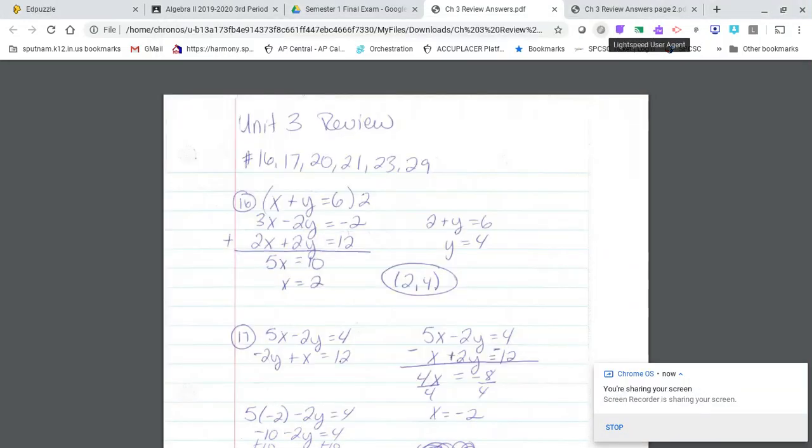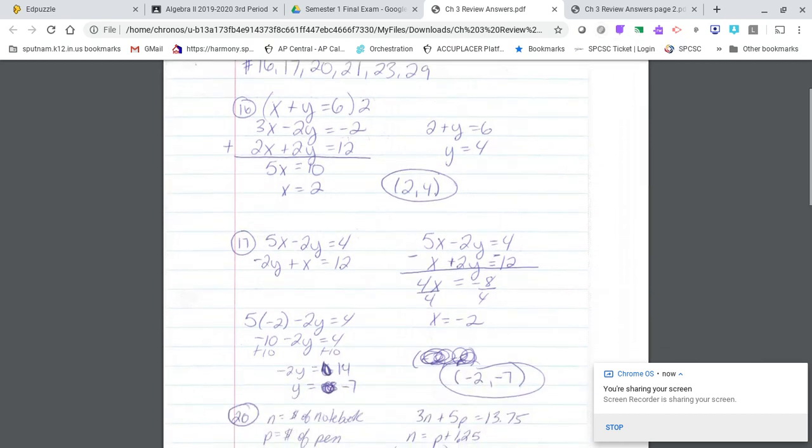Okay, chapter 3 was systems of equations. And so again, I just want to show you my work here so you can check your work. Substitution and elimination are our two methods. There's no right or wrong method. It's just what works for you. And so I'm a big elimination fan.